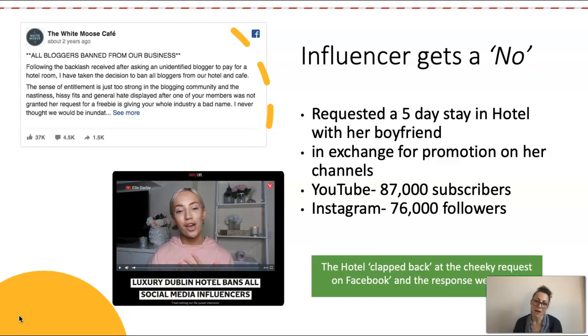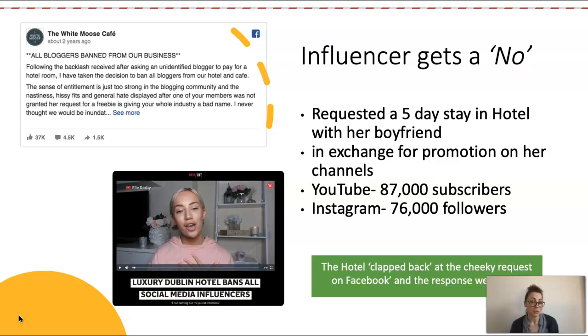So the hotel clapped back online on social media, asking her how she expected them to be able to pay the chambermaids that cleaned the room with free exposure, how she expected them to be able to pay the concierge, the cooks, the cleaners, everybody else that is putting in hard work and getting paid cash, real money, in return. So it was quite a clapback.